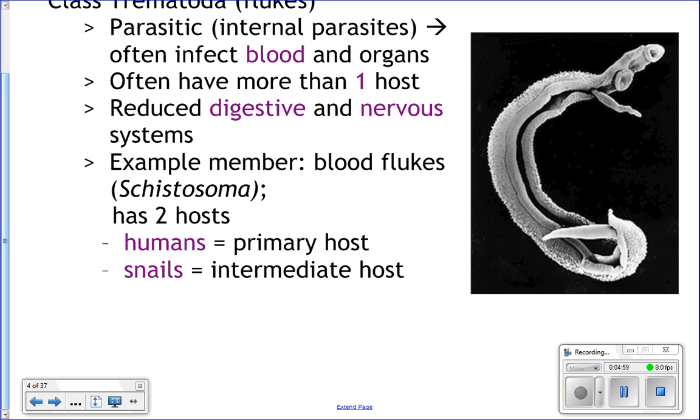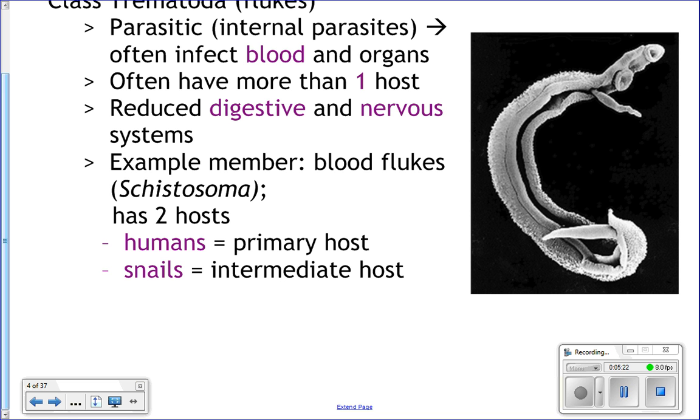So they detect the person, they go to the person and attach and actually secrete enzymes that break down the proteins in your skin, and then they burrow through your skin. Once they get into your skin, they get into your blood, where they eventually circulate and end up in your liver. So they live in your liver, where they attach and soak up nutrients and all sorts of fun stuff like that.